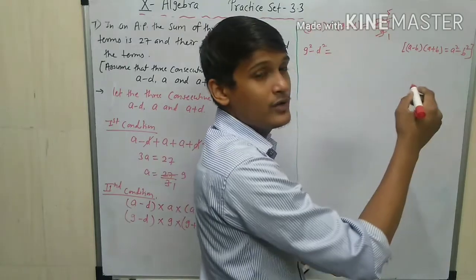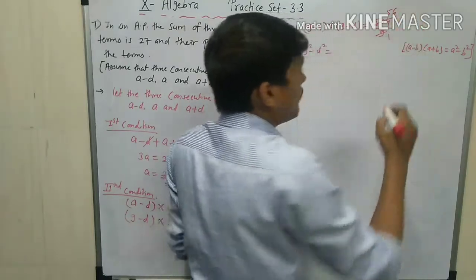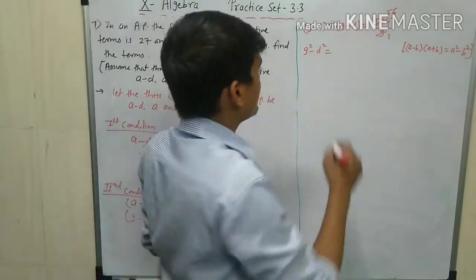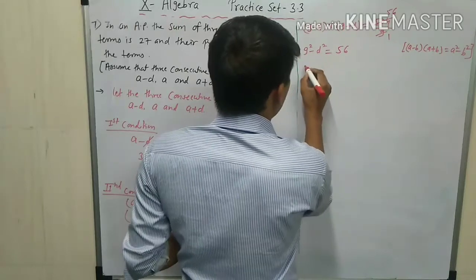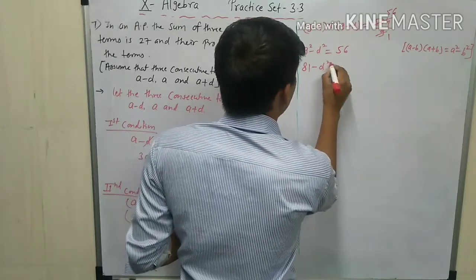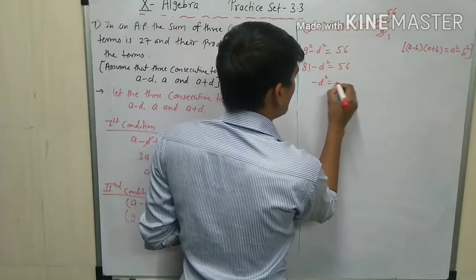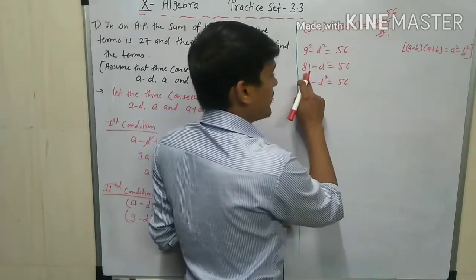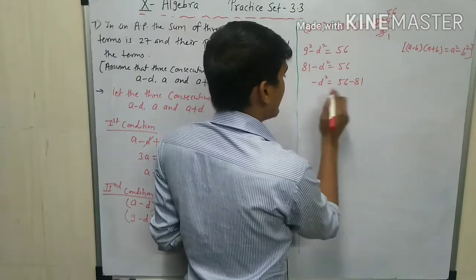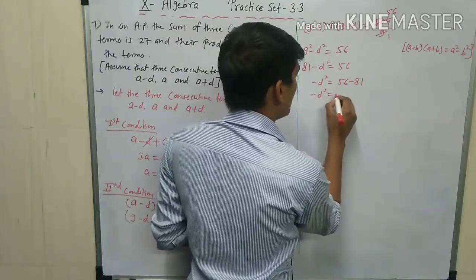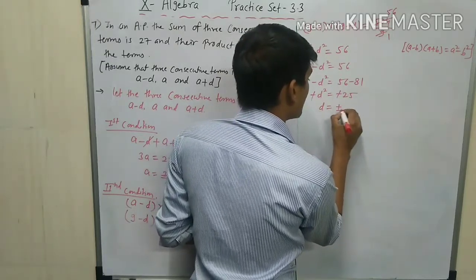50 minus 45 is what? 5. Then 54, 9 sixes are 54. The answer is 56. Now we can write here 56. Now 9 square is what? 81 minus d square is equal to 56. Now minus d square is equal to 56 minus 81. We transfer 81 from this side, the plus sign becomes a minus sign. Now minus d square is equal to minus 25. Minus minus cancel, and d is equal to plus minus 5.